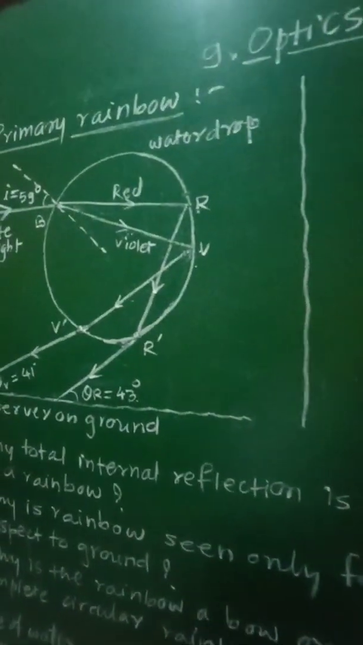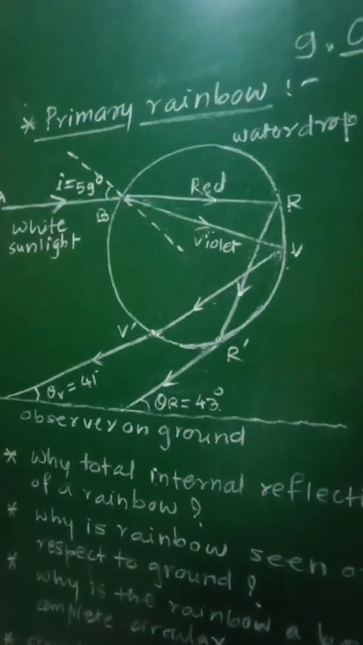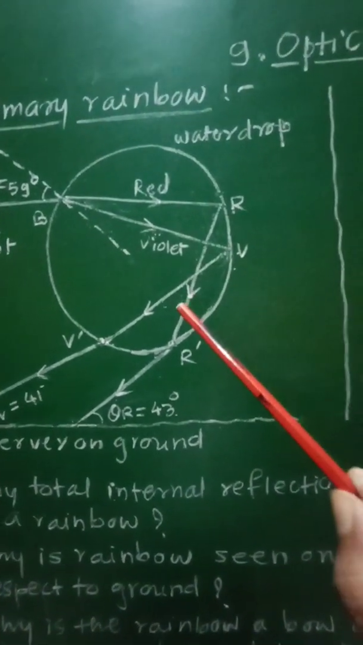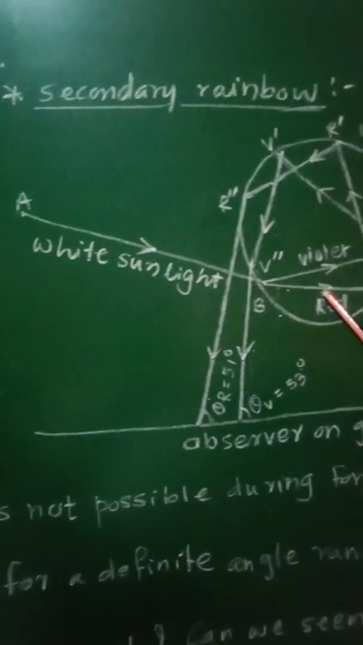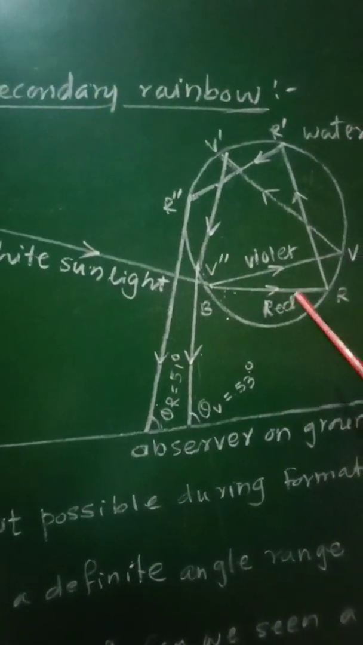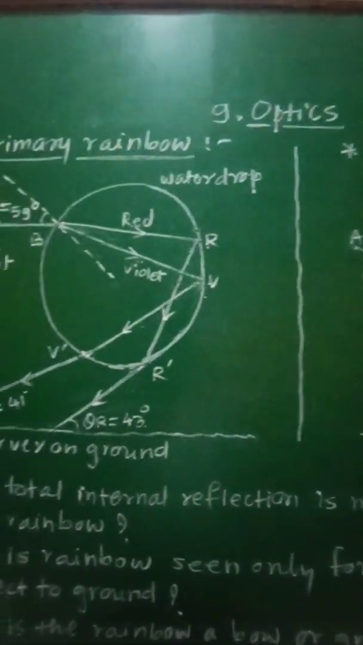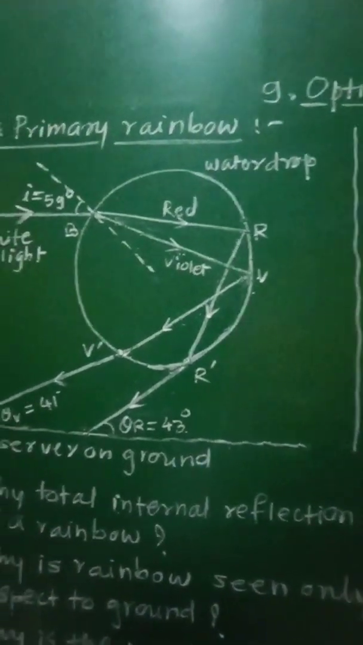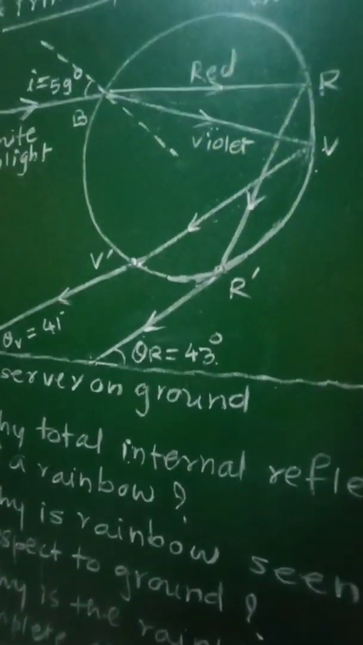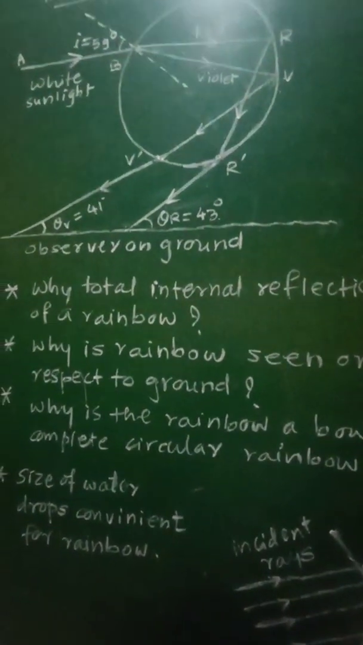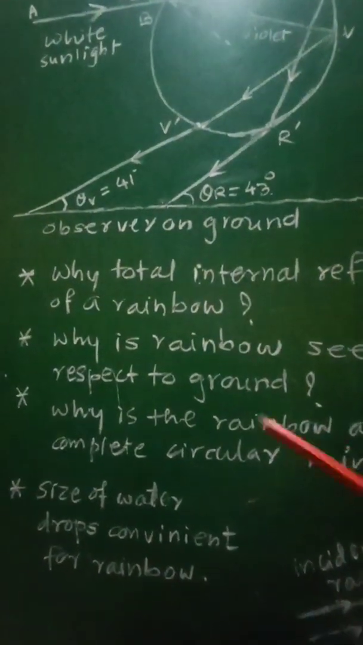So remember, in case of primary rainbow there will be only one internal reflection, while in case of secondary rainbow there will be two internal reflections, but in both the cases there will be no total internal reflection. And now let us see some of the questions related with these rainbows.